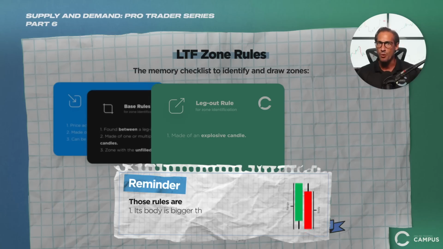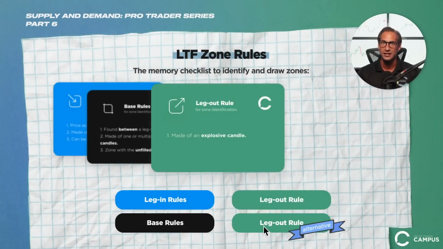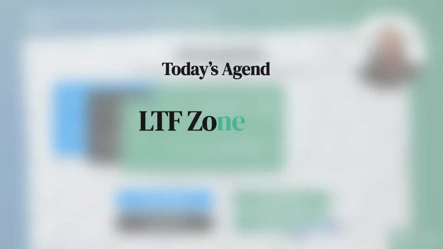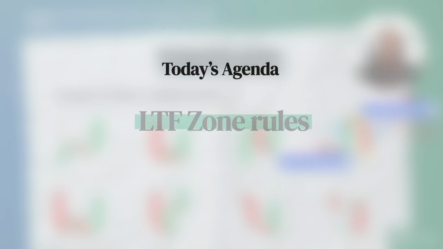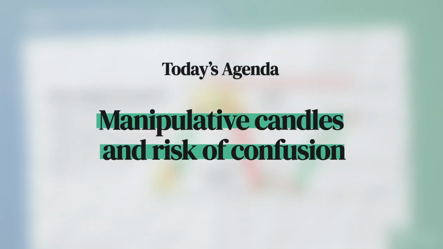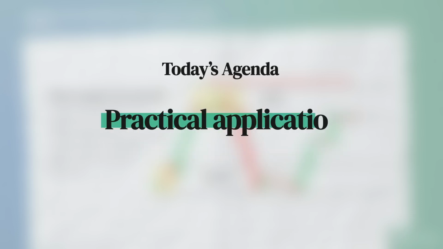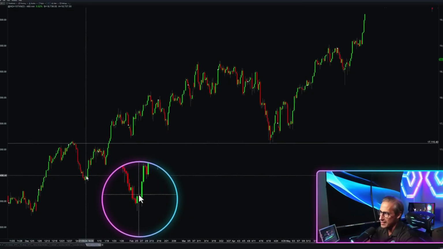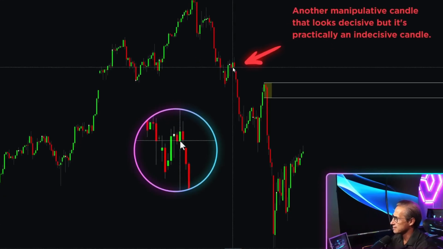This is lesson 6. Today, I'm going to give you the quick reference rules you need to quickly identify supply and demand zones. I'll also explain how candles can look manipulative if you miss their context. And finally, I will sit down behind the screen and show you how I detect the zones on a live chart. But first, let's have a quick previously on supply and demand series.